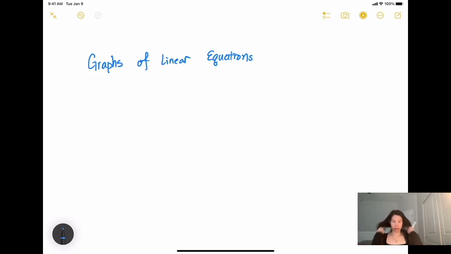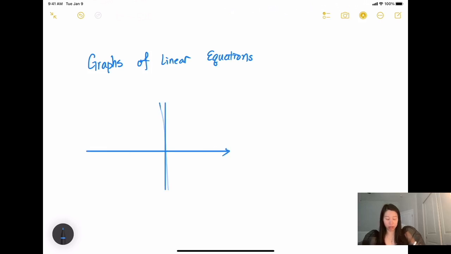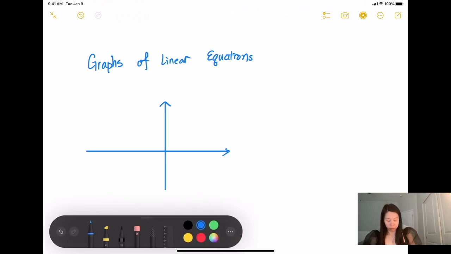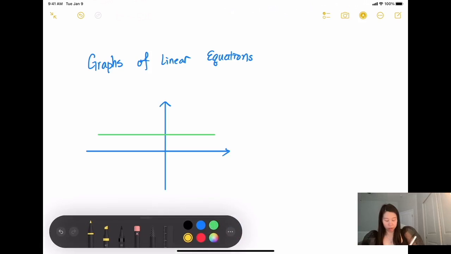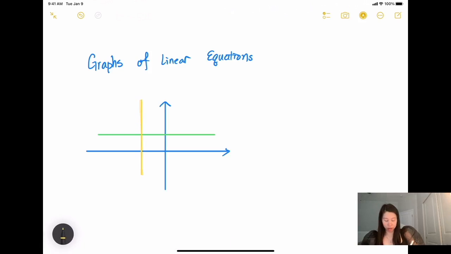So, first things, what does a linear equation look like? A linear equation is going to look like a straight line, either increasing or decreasing. Are there any other cases? Also, they could be a horizontal line parallel to the x-axis or a vertical line parallel to the y-axis.